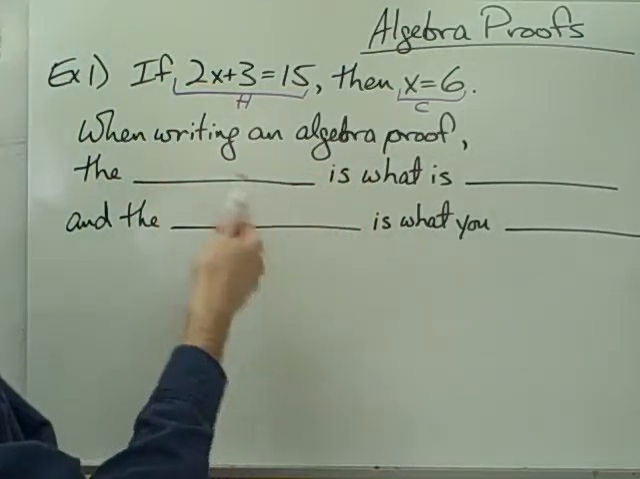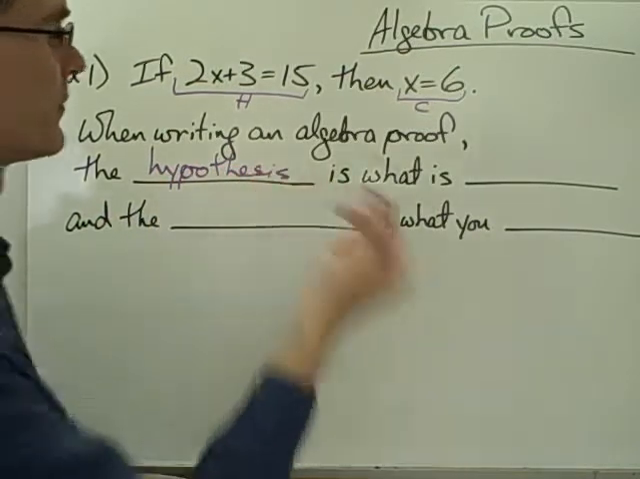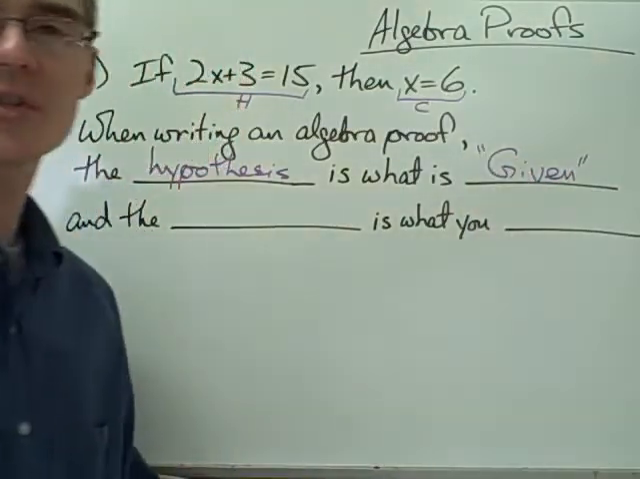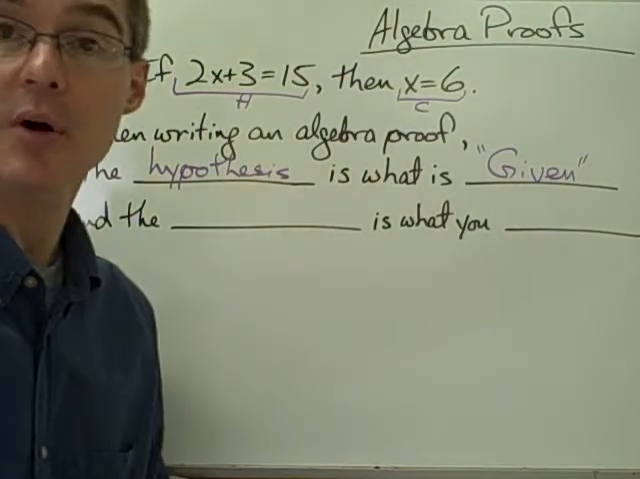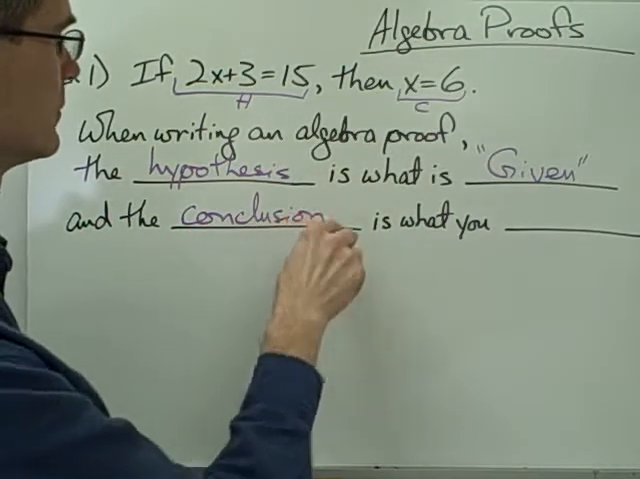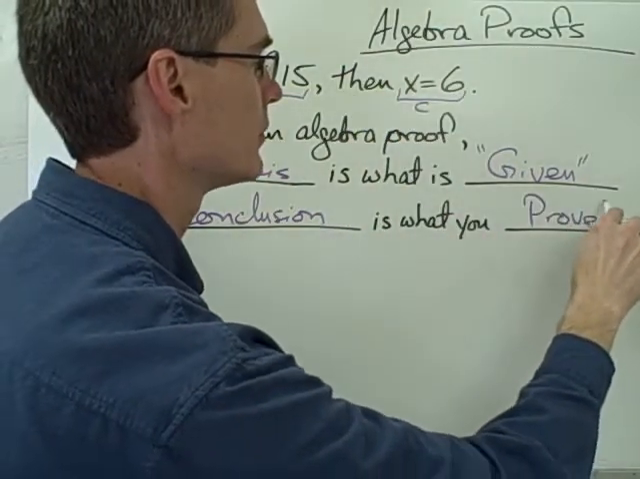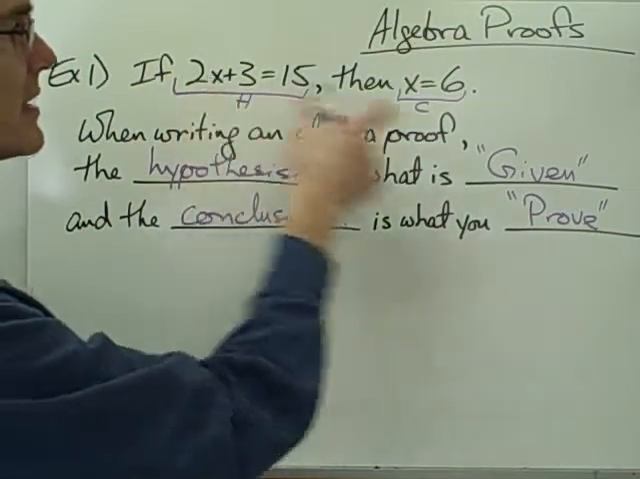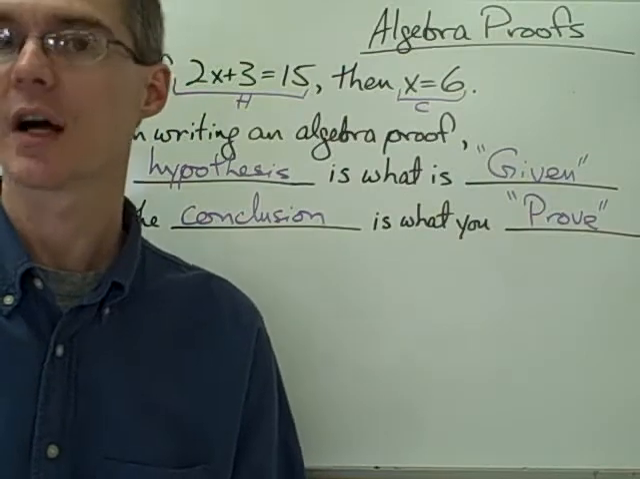When writing an algebra proof, the hypothesis is what is given. And we're going to talk about this in just a minute. The hypothesis is what is given. So 2x plus 3 equals 15, this is the given part of our proof. And the conclusion is what you are to prove. All right, so the format of a typical proof, you have a given piece and you have a prove piece, and they match up to the hypothesis and the conclusion of a conditional statement.